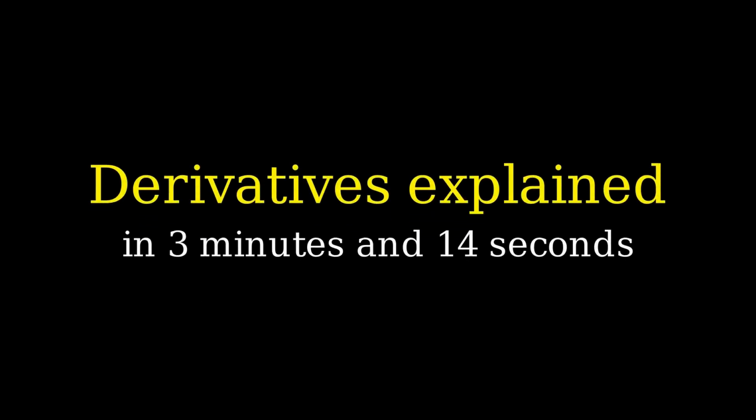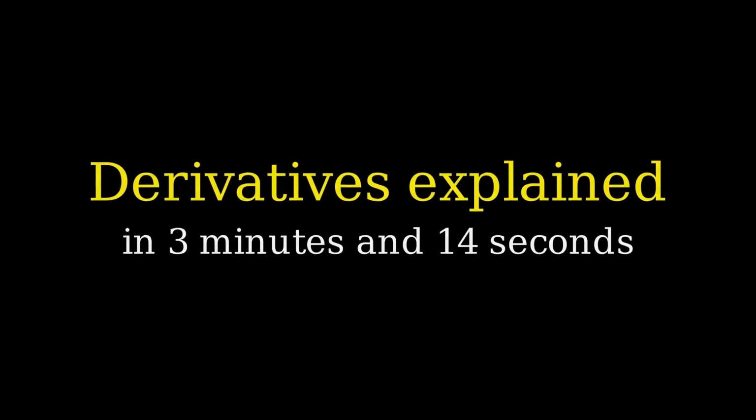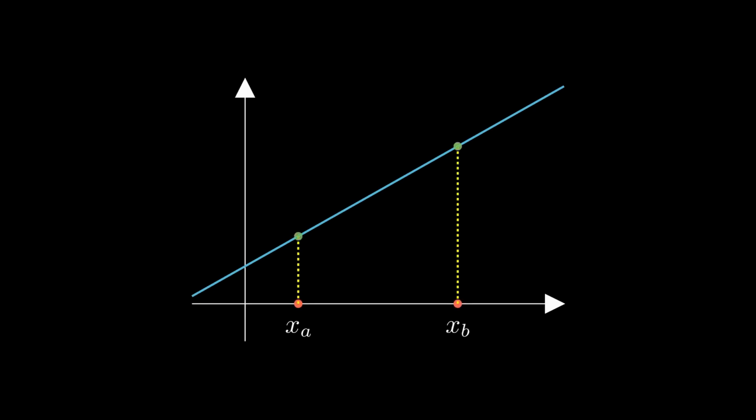I've got only 3 minutes and 14 seconds to explain the concept of a derivative. Let's begin with something simple. A straight line on the Cartesian plane. Every straight line has a slope, right? So how do we calculate it? We pick 2 points on the x-axis. Let's call them x sub a and x sub b.